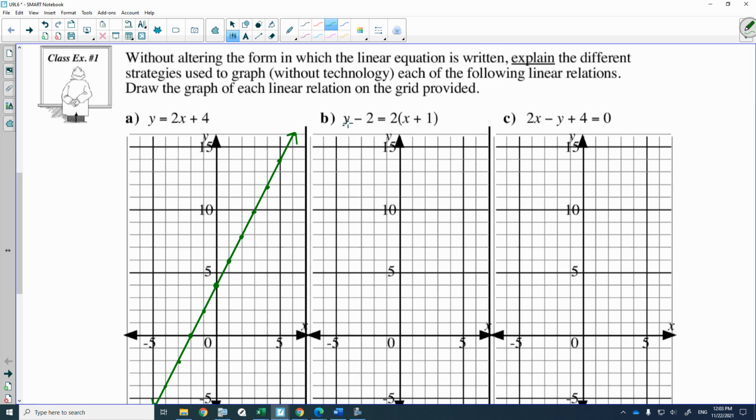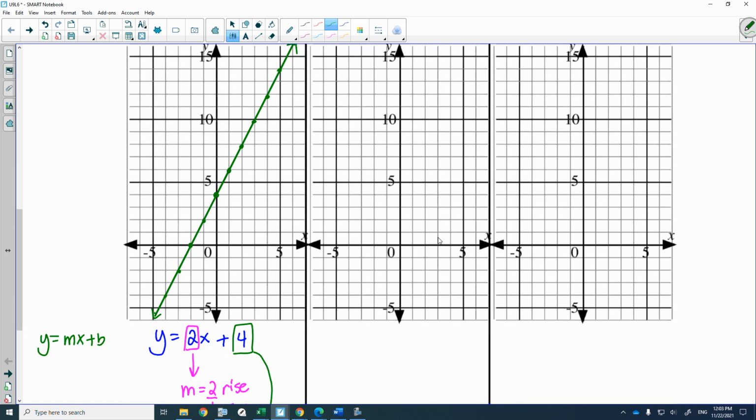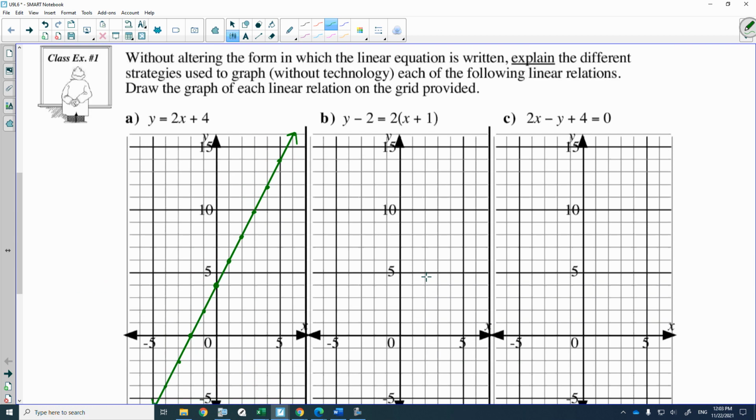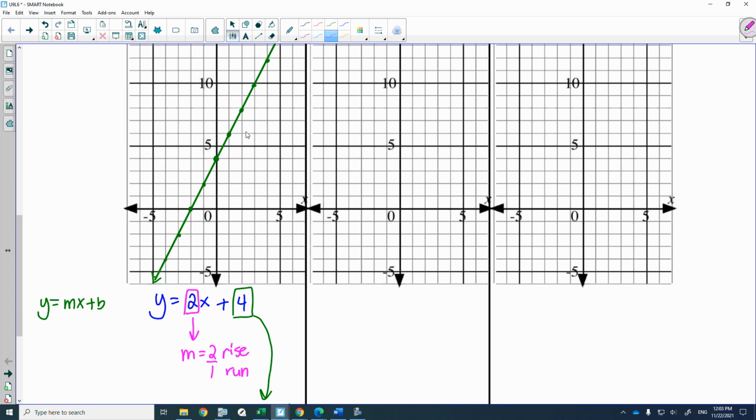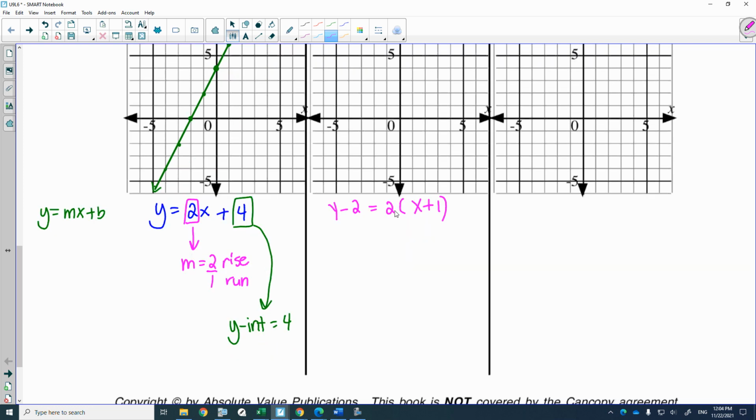Look at the next one. Let's write this equation down here, and let's see what we could pick from the equation. So y minus 2 is equal to 2, open bracket, x plus 1. What I hope that you could see from this is that it's in slope point form, right? The equation for slope point form, and remember, you will be given these 3 equations, is y minus y1 is equal to m, open bracket, x minus x1.